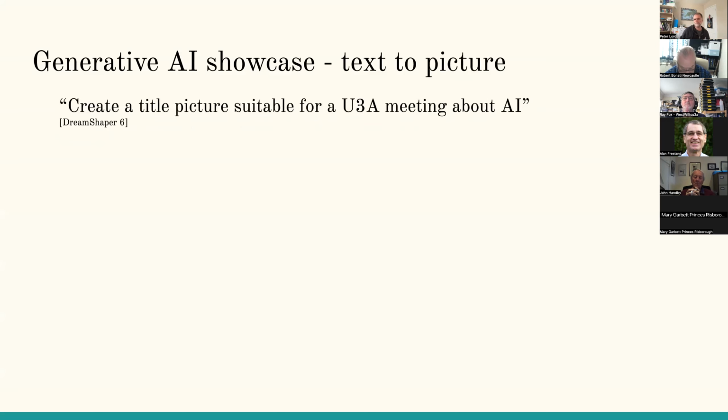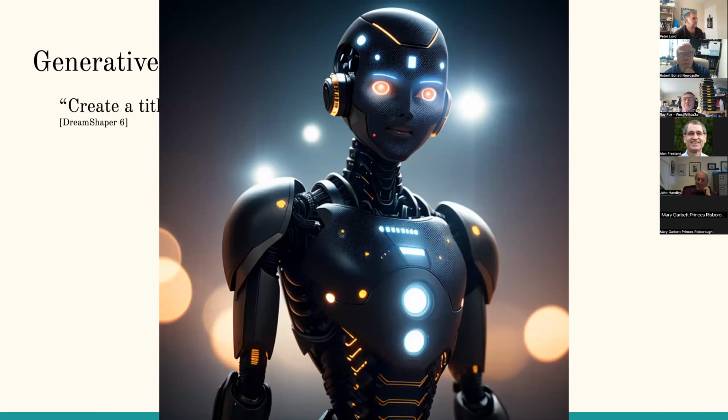Another little example. In this case, this is a generative AI which has been configured or set up to convert text to a picture. So create a title picture suitable for a U3A meeting about AI. There's a common theme here. And this is what I got. Very photorealistic, very high resolution picture that came out in a few seconds after typing that prompt in. Personally, I find that incredibly impressive.